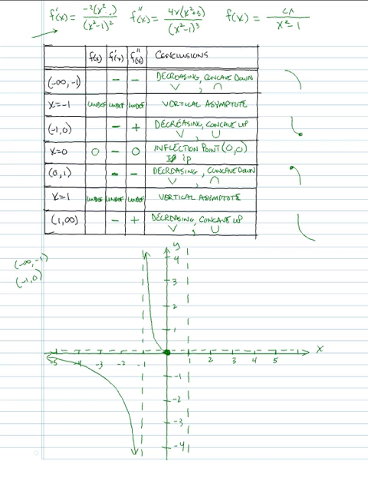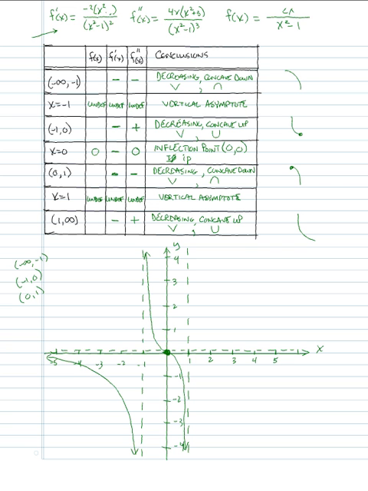And then I'm looking at the interval from 0 to 1, and oh, by the way, we have a point of inflection where x is 0. So it's changing from concave up to concave down, and we continue to decrease. So from here we're going down, but we're concave down. So our graph looks like this.